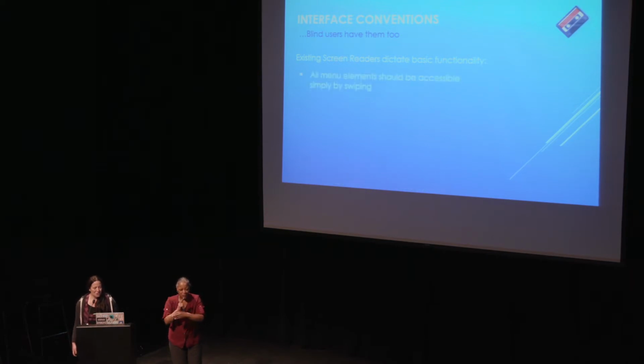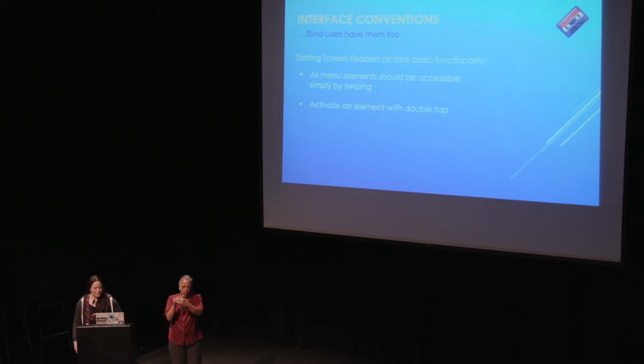There's really just 2 conventions to follow. One is all menu elements. Everything that's on screen should be accessible by swiping. Or if you're on a PC, it would be arrow keys. If you're using a gamepad, it would be the thumbstick. But essentially, they all need to be accessible. There shouldn't be any hidden commands you need to do to get to that settings button in the corner.